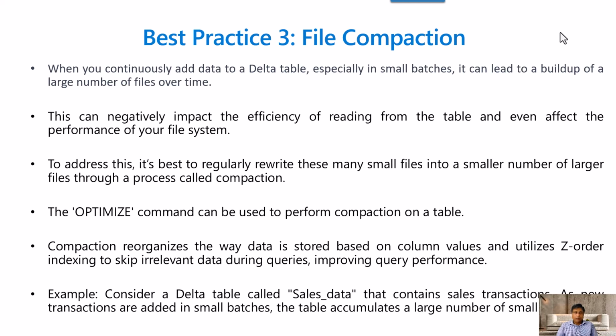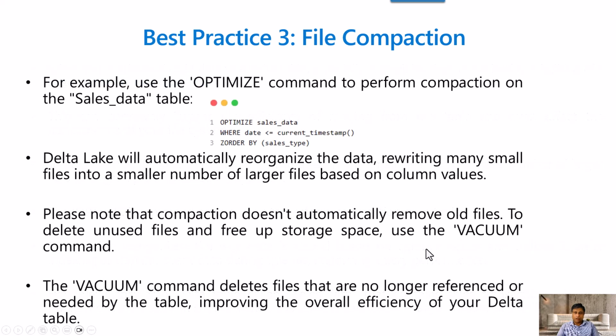The optimize command compacts these files, and then it uses Z order indexing to skip the irrelevant data whenever you fire a query, which in turn improves query performance. So let's understand this with an example. Here we have a sales data table which contains sales transactions, and as new transactions get added in small batches, the table becomes bigger, and it accumulates a large number of small files. That means lots of small files are accumulated.